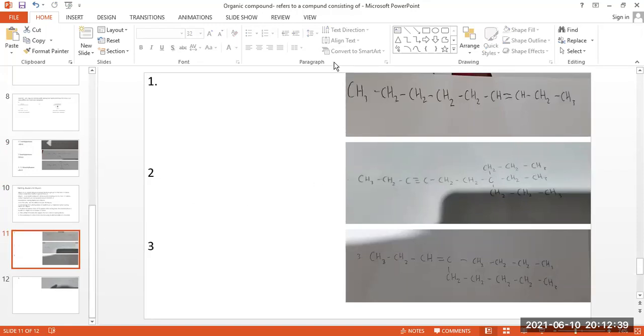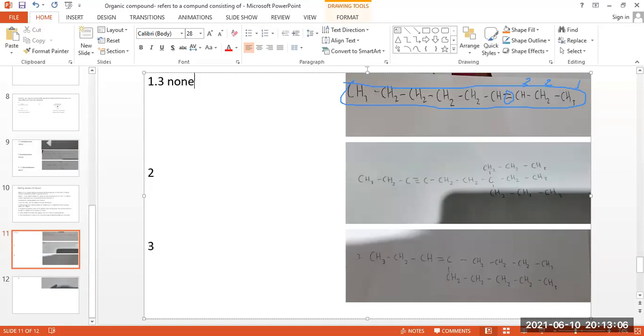The first one here doesn't have a branch. So we count from the nearest double bond. This is the double bond, right? 1, 2, 3. Okay. The double bond is at number 3 of the parent chain. So we name this one as 3-nonene, because it's an alkene, so nonene.